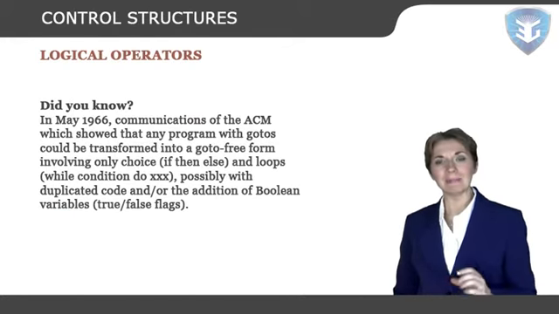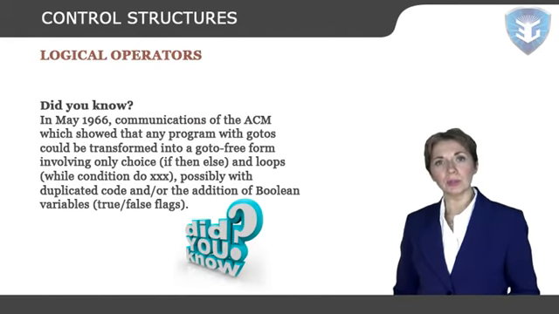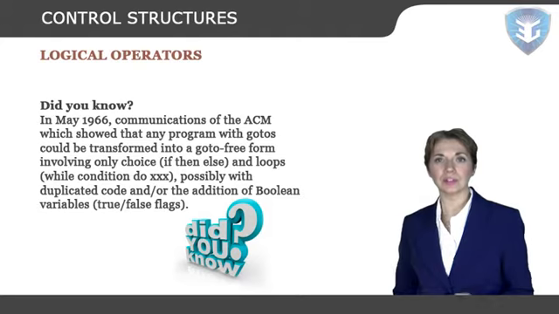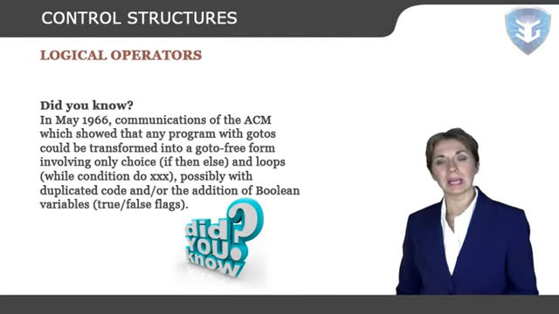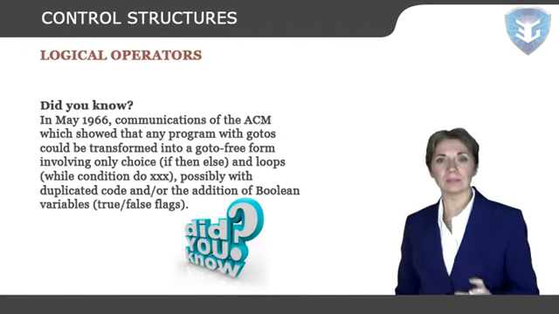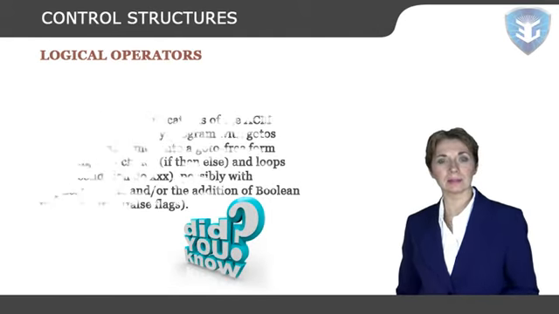Did you know in May 1966, Communications of the ACM showed that any program with gotos could be transformed into a goto-free form involving only choice, if then else, and loops, while condition do XXX, possibly with duplicated code, and/or the addition of Boolean variables, true or false flags.